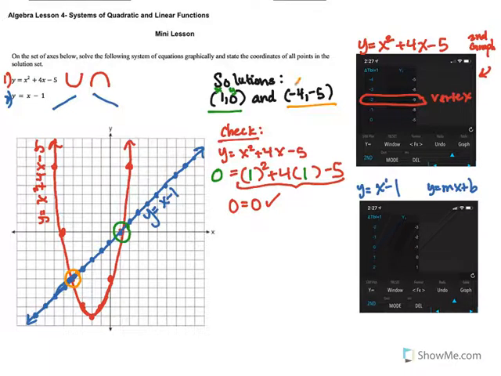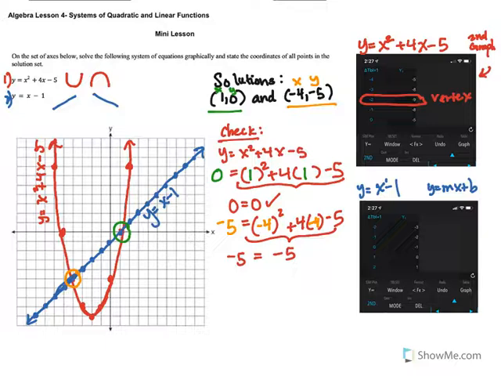I'm going to check this orange point now where x is -4 and y is -5. So I have -5 equals, and again, anywhere I see an x, I know I'm going to plug in there. So I'm just going to put a parentheses. Okay, and I'm going to substitute in that x value. So I have -4 squared plus 4 times -4. And again, if you put this into the calculator, you will see that it will also give you -5.